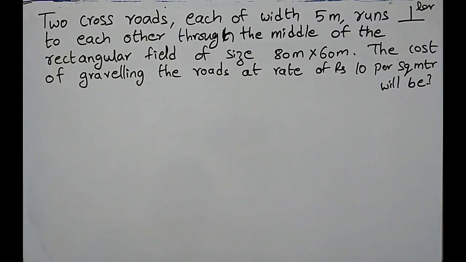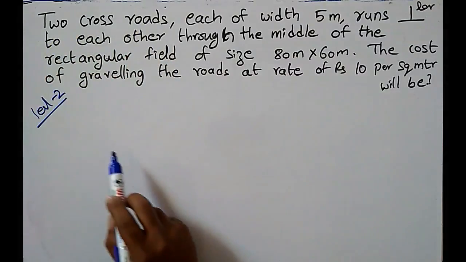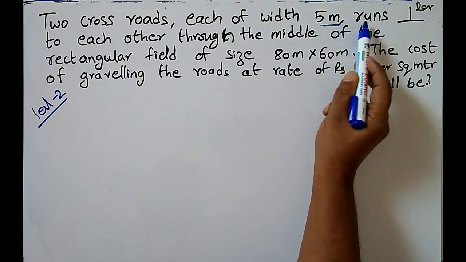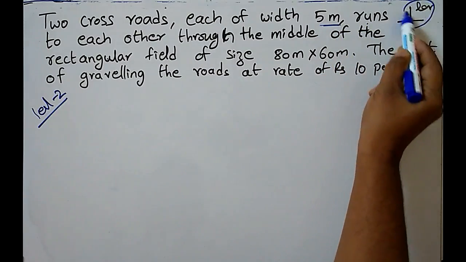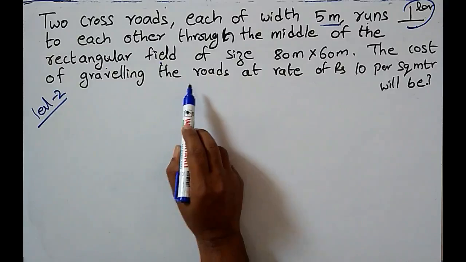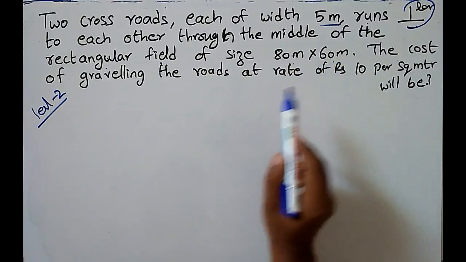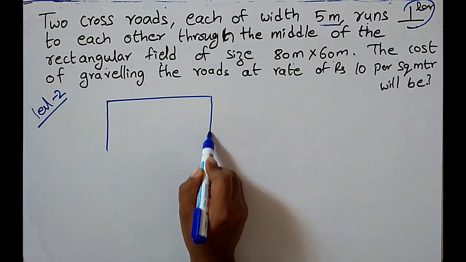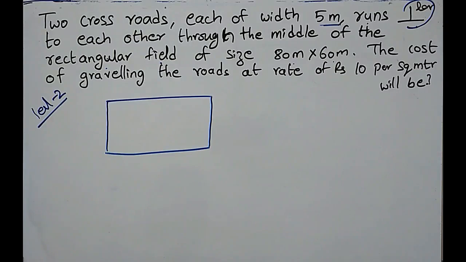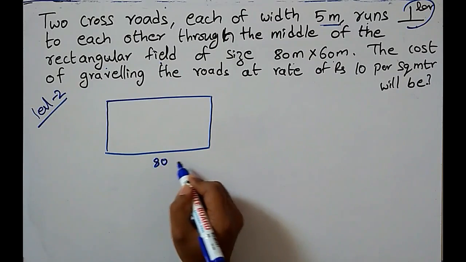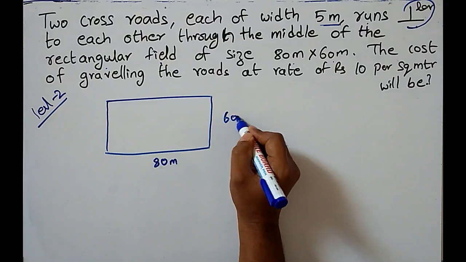We will see this problem which is of level 2. Two crossroads, each of width 5 meters, run perpendicular to each other through the middle of a rectangular field of size 80 meters by 60 meters. Suppose there is a rectangle. Here this rectangular field is of size 80 meters and 60 meters, friends.